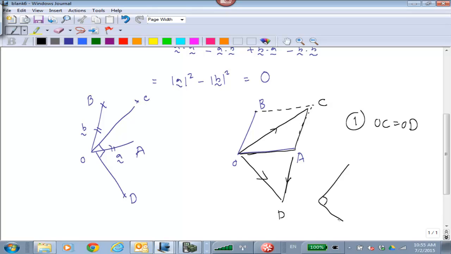Right angle is confirmed. Do you agree? Right angle confirmed because I showed you already. A is the midpoint and these two lengths are the same. This means that this angle here will be 90 degrees. The two lengths must be the same.